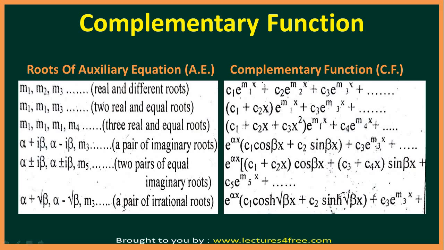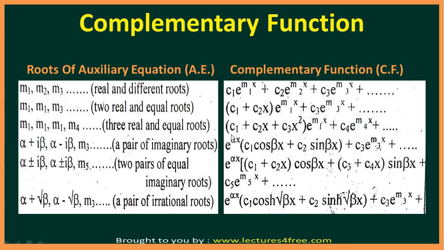Now for a pair of irrational roots, like alpha plus root beta and alpha minus root beta, where root beta is an irrational number, you will get an equation like this: e to the power alpha x times c1 cosh root beta x plus c2 sinh root beta x.